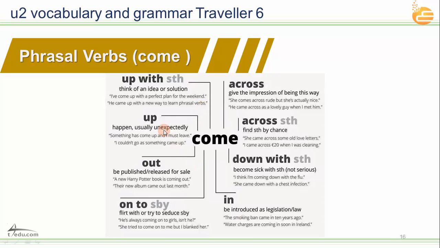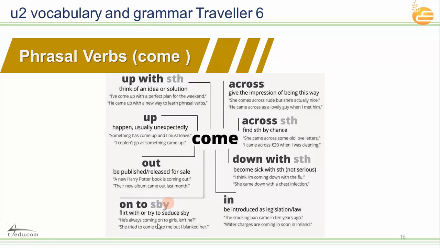Come up alone: to happen, usually unexpectedly. Something has come up and I must leave. I couldn't go as something came up. Now as for come with the preposition out, come out: to be published or released for sale. So a new Harry Potter book is coming out. The new album came out last month.